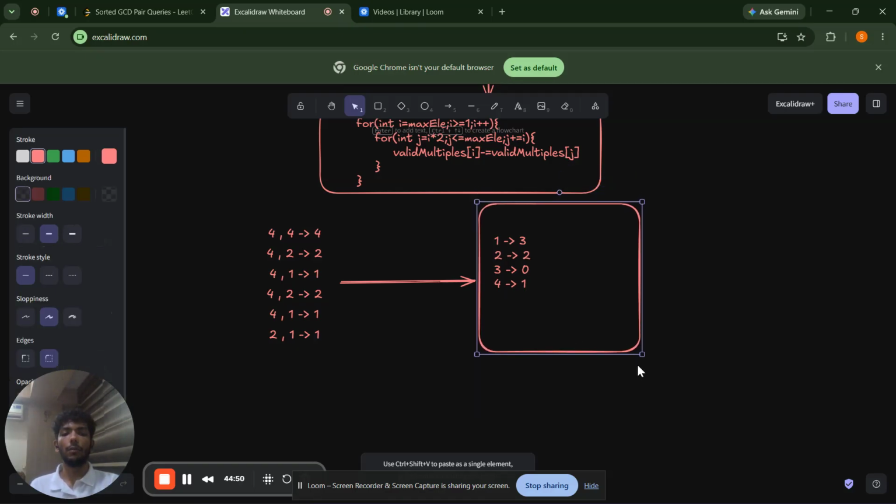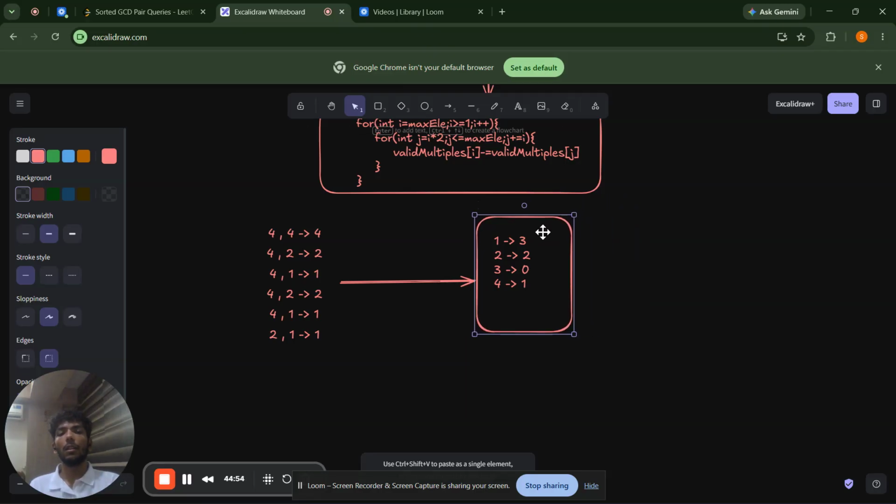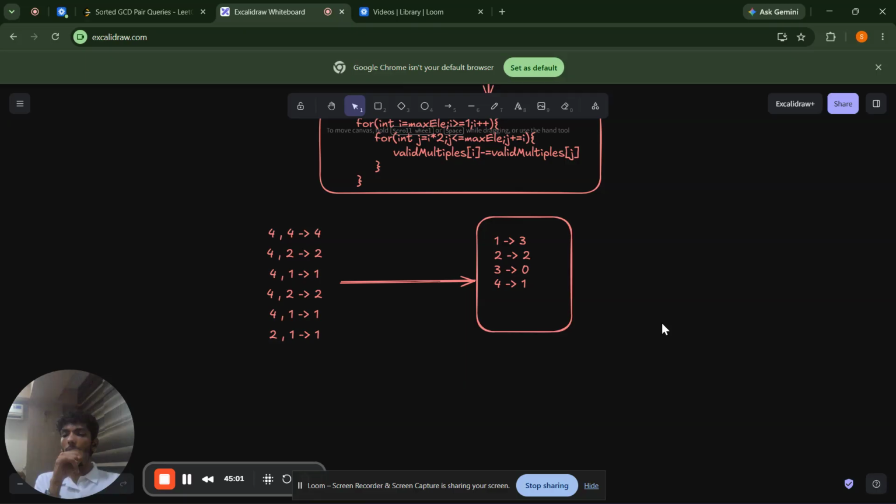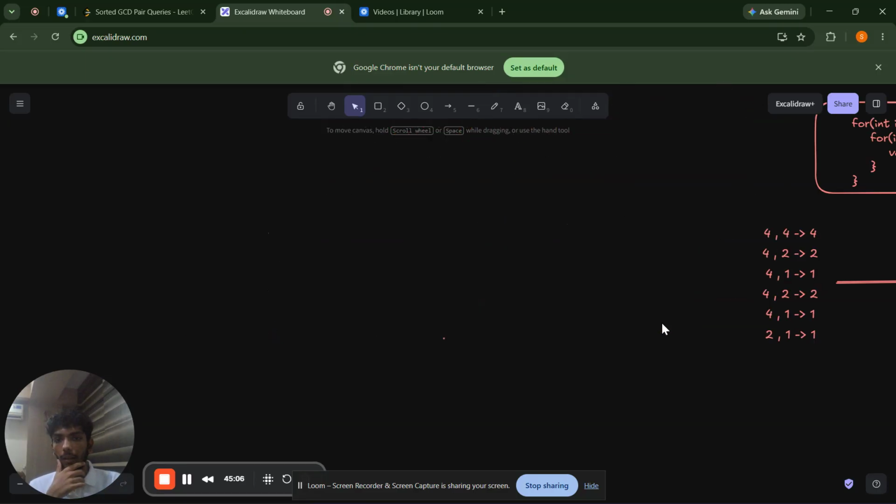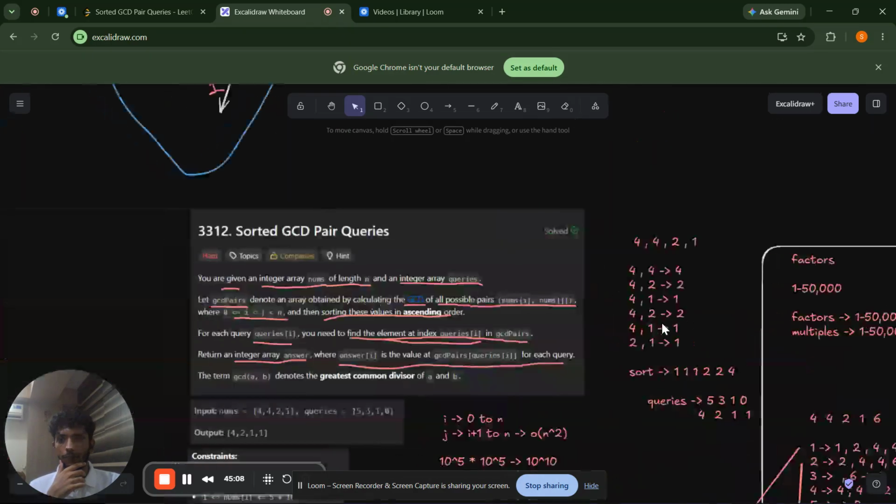Now what should we do? We just found out that 1 is GCD of 3 pairs, 2 is GCD of 2 pairs, 3 is GCD of 0, and 4 is GCD of only 1 pair. But we need to form an array. Here we are told that GCD pairs is an array obtained by calculating GCD of all possible pairs, and for queries i, we need to find the element at index i in GCD pairs.